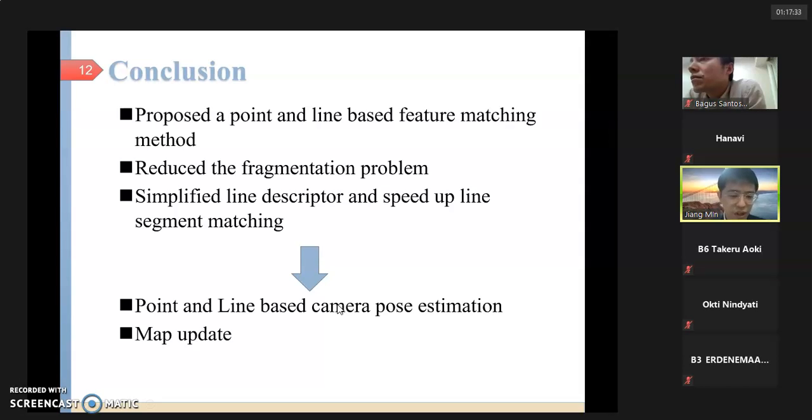And in the future, we are going to try to finish the point and line based camera pose estimation method this year. We have actually done about 50-60% of this, and then we will update all this information in the map and draw the map.